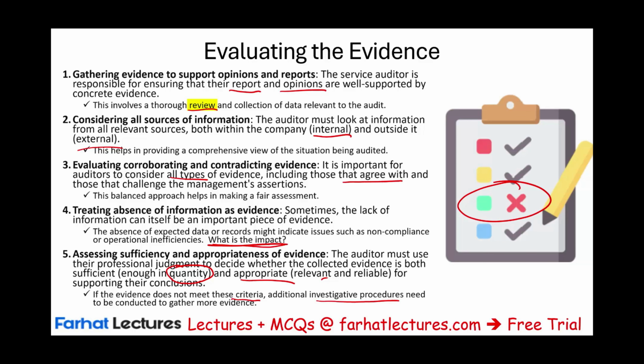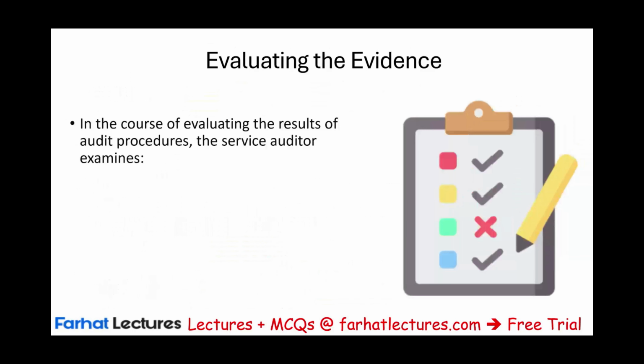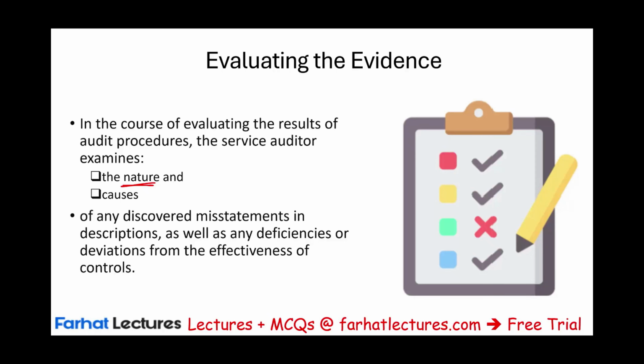Okay, we have a piece of evidence. How do we look at this piece of evidence? Evaluating the evidence. In the course of evaluating the results of the audit procedures, we must examine the nature and the causes. So what type of evidence are we looking at? What type of deviation, and what's the cause of that deviation, that we discovered in the description and the deficiency of the controls and the deficiency of the effectiveness of the control. Any deviation, any misstatement, whether it's in the description, suitability of the control, or control effectiveness, will have to be evaluated based on nature and causes.